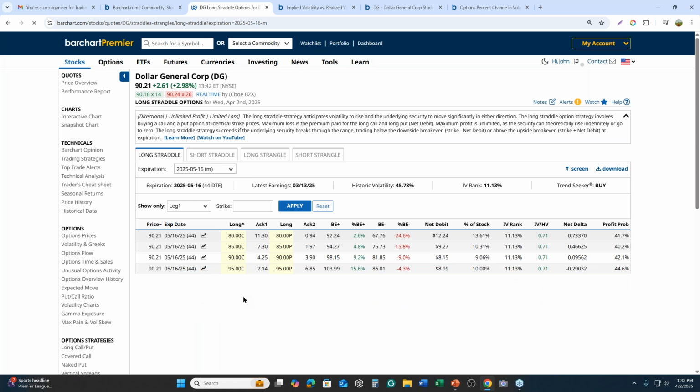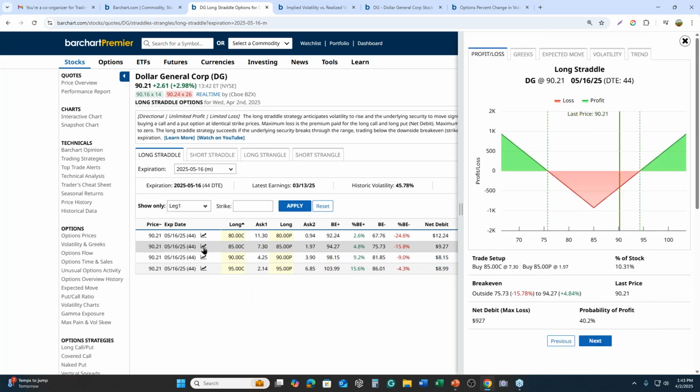And here we have a couple of different candidates. We have the 85 put call combination or the 90 put call. And again, if I have a bias one way or the other, maybe if I had a bias to the upside, I'd probably do the 85 spread. If I had a bias to the downside, I'd probably do the 90 spread. Again, let's look at this from our profit and loss. How much do we need to get?